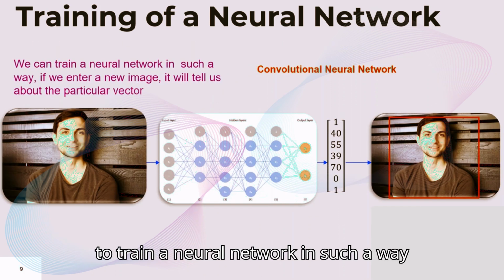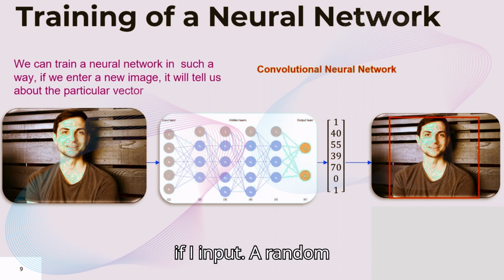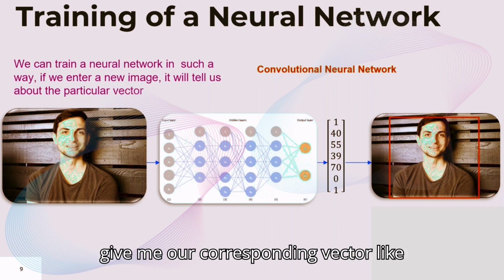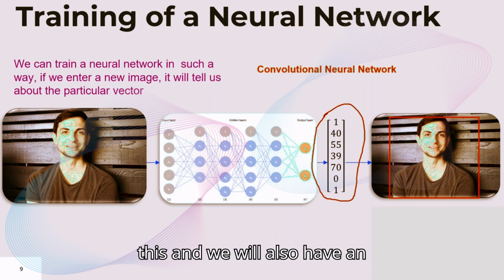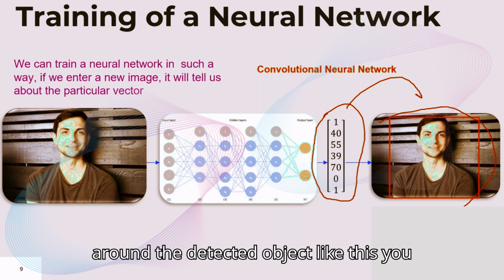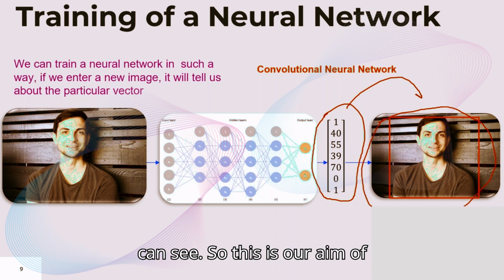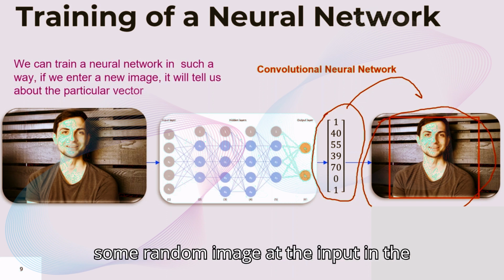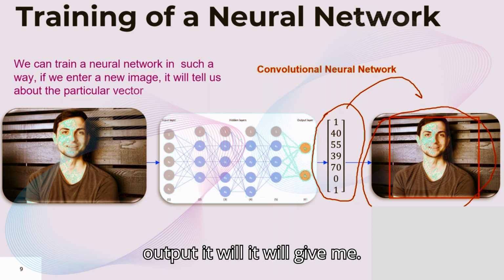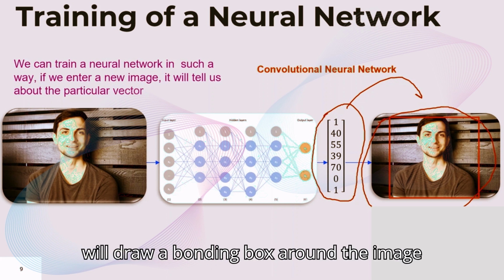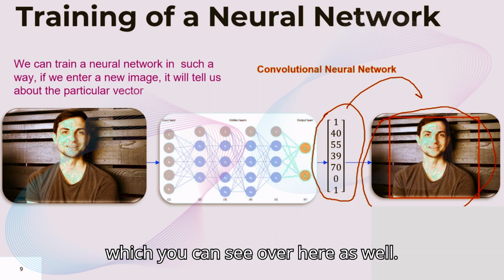The aim is to train a neural network in such a way that if I input a random image at the input, at the output it will give me a corresponding vector like this. Plus, we will also have an output image with a bounding box around the detected object, like you can see. So this is our aim for the neural network. If I pass some random image at the input, in the output it will give me a vector of size 7 like this, and using this vector of size 7, I will draw a bounding box around the object, which you can see over here as well.